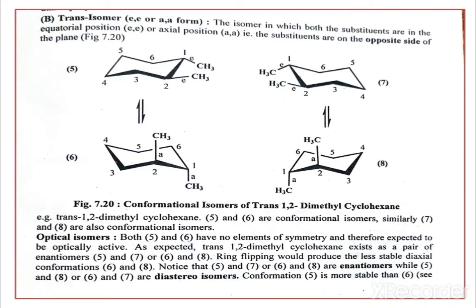Next, the relative stabilities. In the 1,2-diaxial trans forms 6 and 8, both are axial substituents, giving rise to a total of 4 butane-gauche interactions. That means each methyl group gives 2 butane-gauche interactions, and here the 2 methyl groups are at the axial position, therefore giving a total of 4 butane-gauche interactions, increasing the energy of the molecule by 0.9 into 4, that is 3.6 kilocalorie per mole.